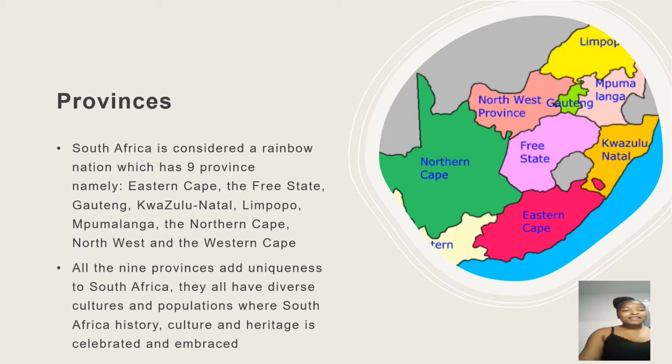Provinces. South Africa is considered a rainbow nation which has 9 provinces, namely Eastern Cape, the Free State, Gauteng, KwaZulu-Natal, Limpopo, Mpumalanga, the Northern Cape, Northwest, and the Western Cape. All the 9 provinces add uniqueness to South Africa. They all have diverse cultures and populations where South Africa's history, culture, and heritage is celebrated and embraced.